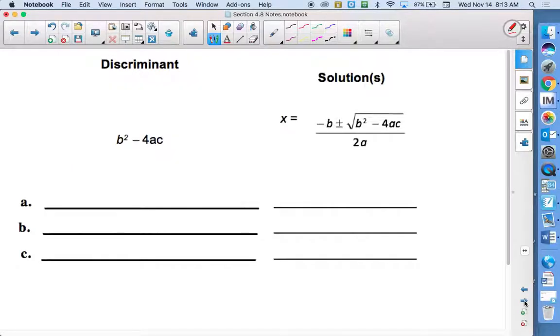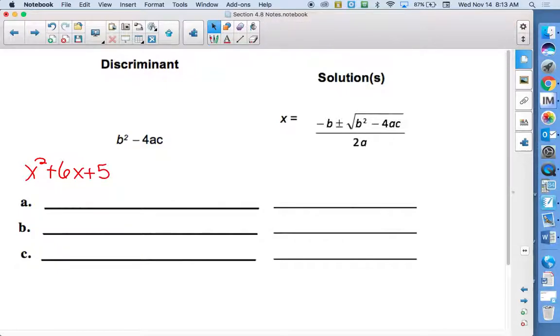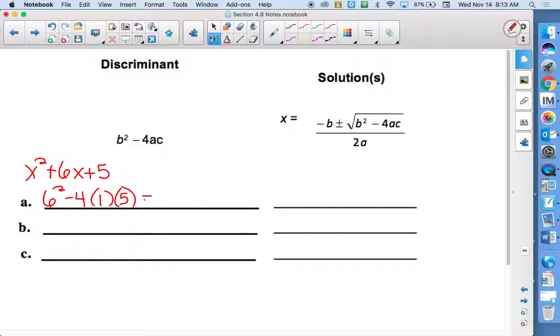So here's our first one, x squared plus 6x plus 5. The discriminant is just the part that's underneath the square root, and that tells us how many solutions and the type of solution that we would have. So we're finding b squared, which is 6, minus 4 times a times c. So we're going to calculate that number. That number will then say we have 2 or we have 1. It's real or it's imaginary.